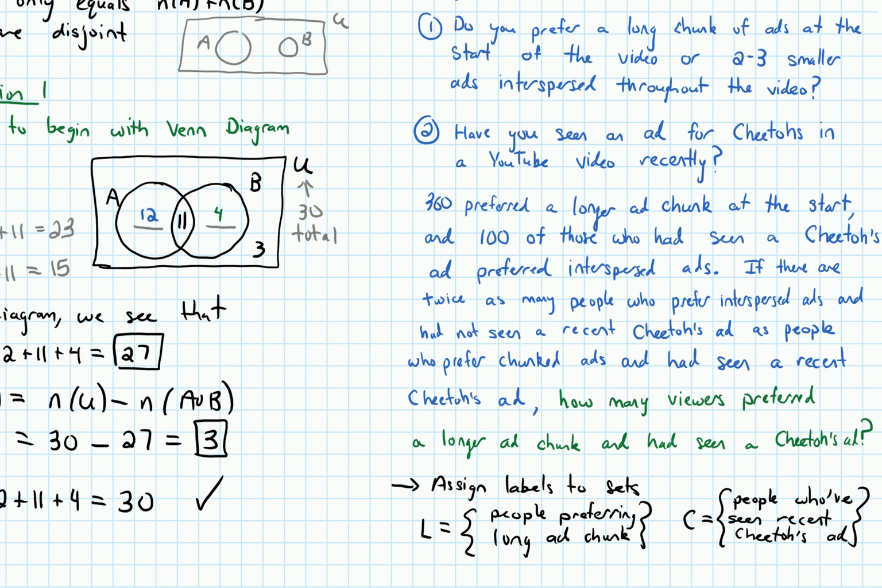All right, so I want to begin by identifying, well, what is this question ultimately asking us to find? The question, which I've written in green here, asks us how many viewers preferred a longer ad chunk and had seen a Cheetos ad. So the word and means we're looking for an intersection. Longer ad chunk, that's the set L, and had seen a Cheetos ad, that's the set C. So the question is asking us to find the number of people in L intersect C.